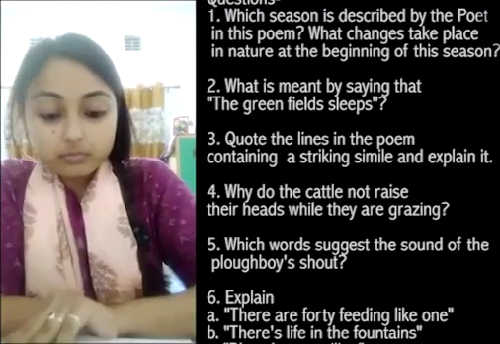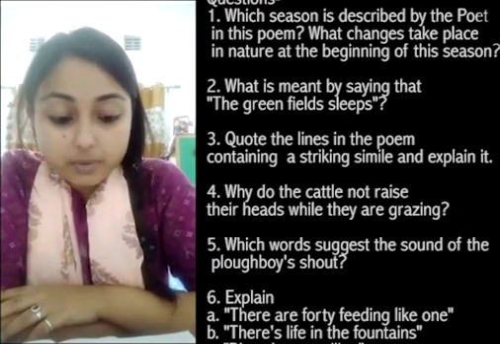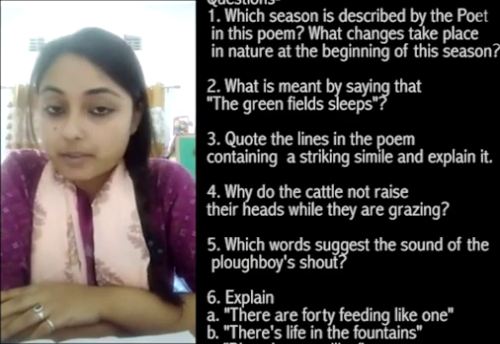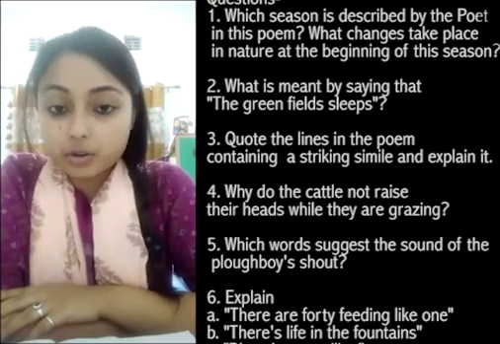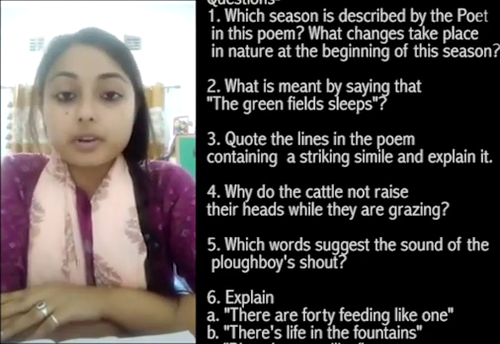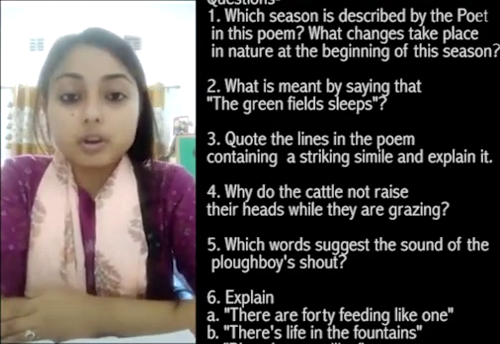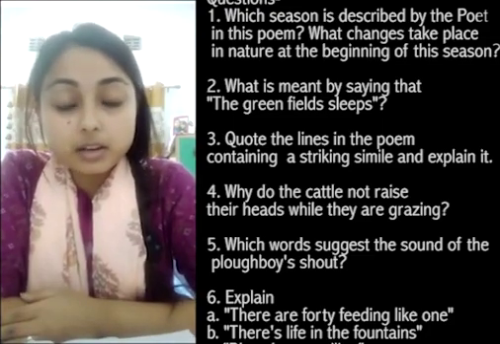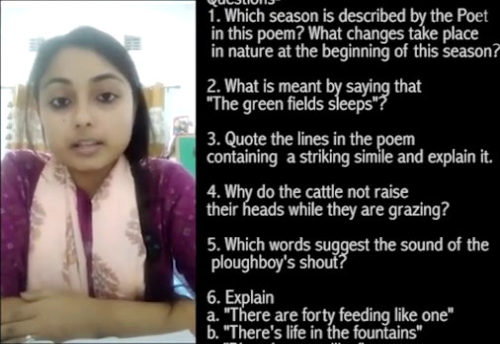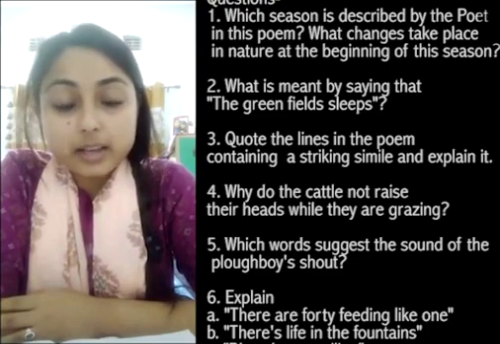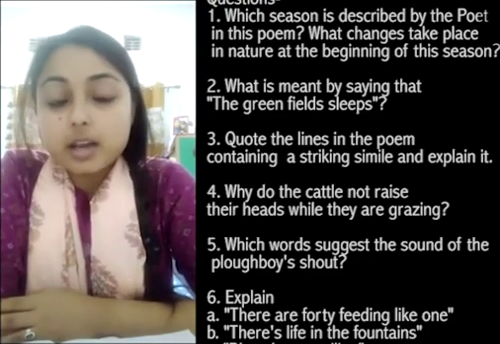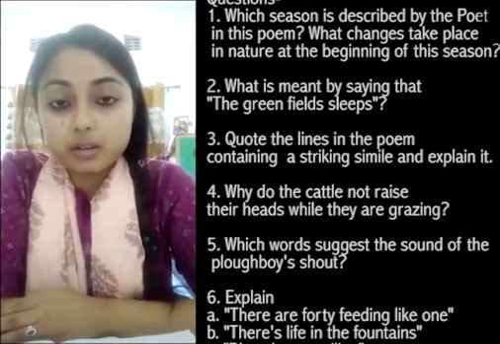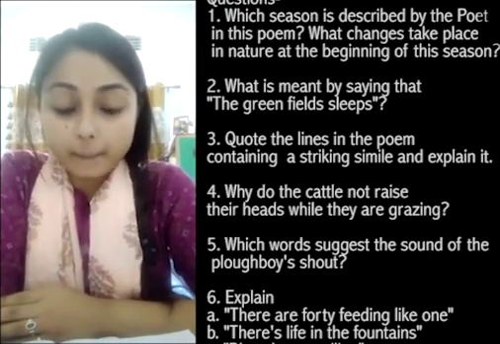Now next we come to the explanation. First one is: there are forty feeding like one. I have explained it to you a lot of times. I want you to do it on your own. You will write that the cattle are all preoccupied. They are busy. They have a large number of grasses that are to be swallowed. So they are concentrating on that, and they have no time to lift up their head. And just because all are concentrating, looking down, all the heads seem to be one. So forty feeding like one.